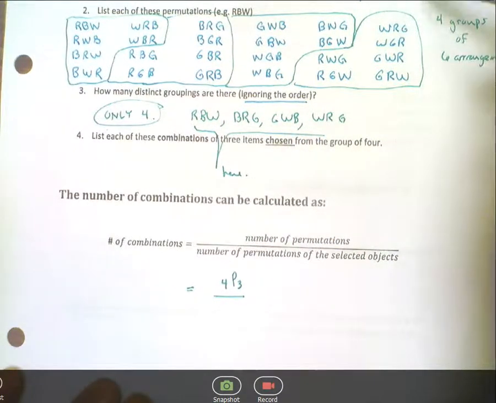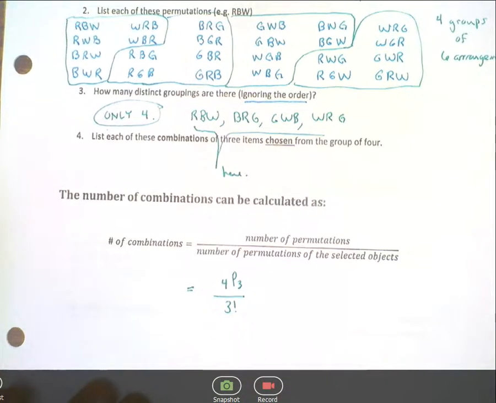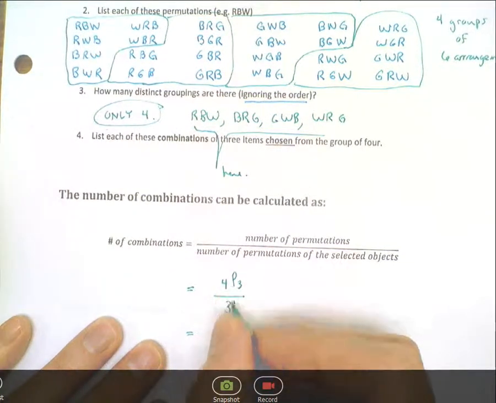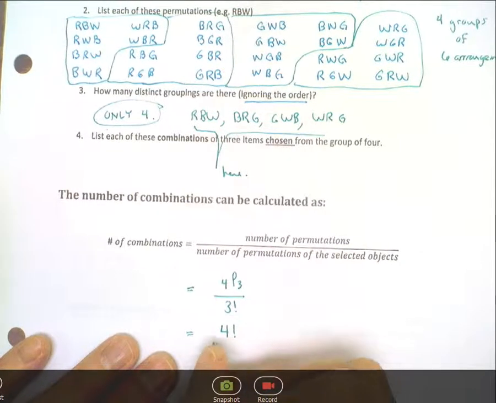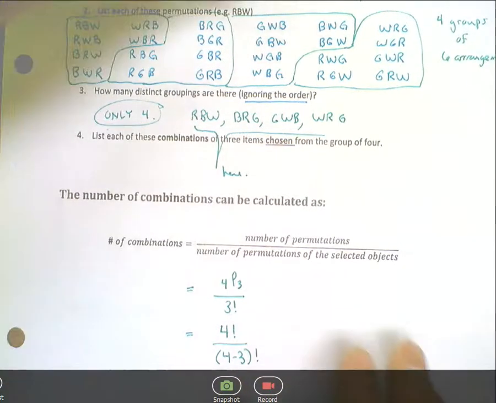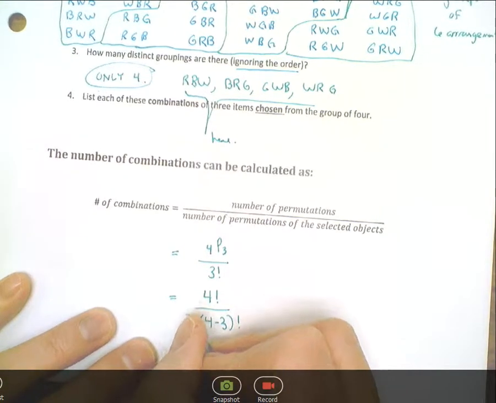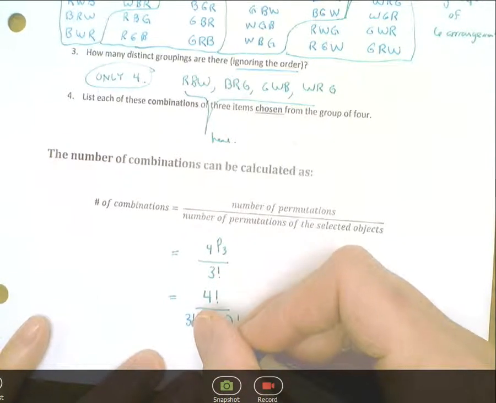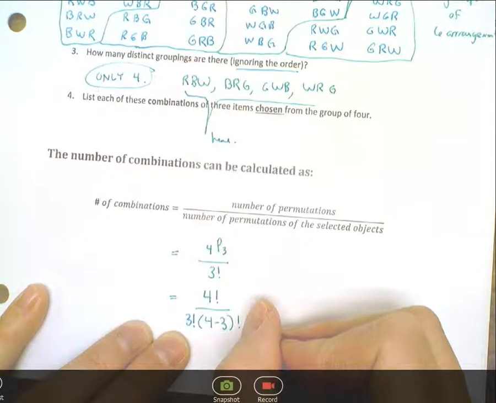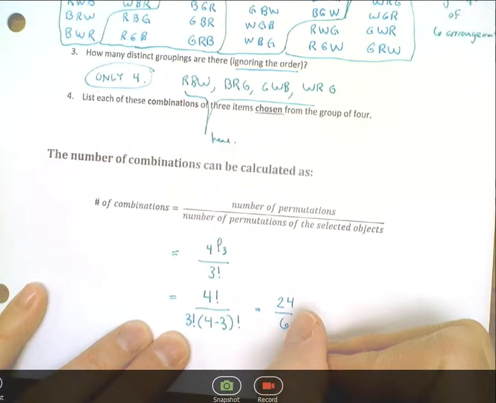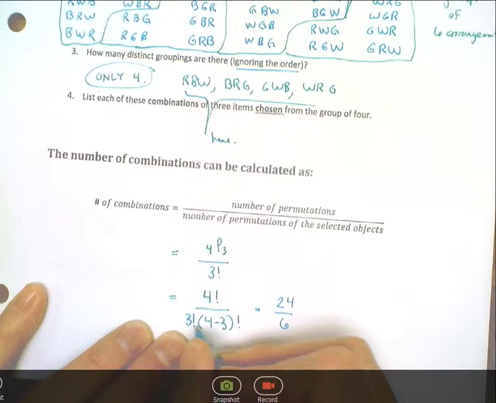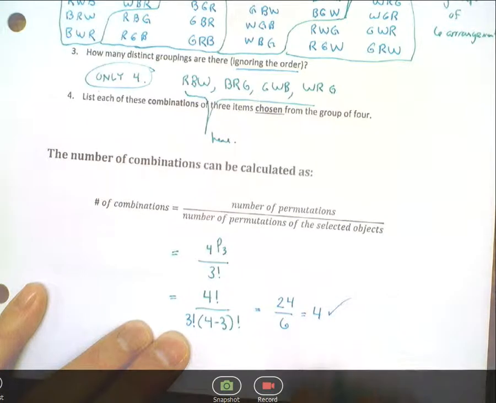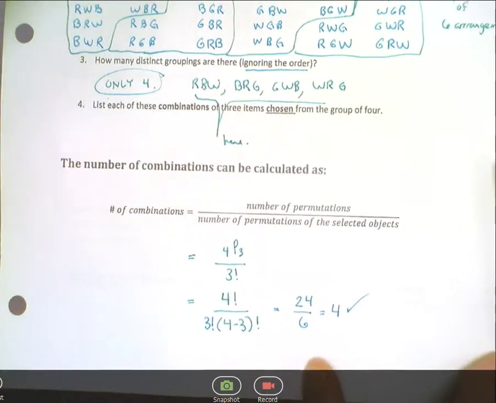But each of those groups, since there's 3 objects, has 3 factorial ways of arranging them. And what you'll notice is 4P3 is really 4 factorial over 4 minus 3 factorial, but there's this 3 factorial sitting right there. So this is the permutation situation, and down here is the number of objects that we chose. That's 24 over 6, because that's 1 factorial times 3 factorial, which is just 6, and we get 4 as our answer, the number of distinct groups where order doesn't matter.